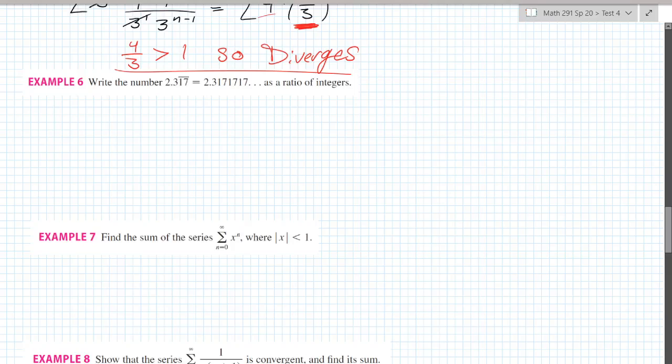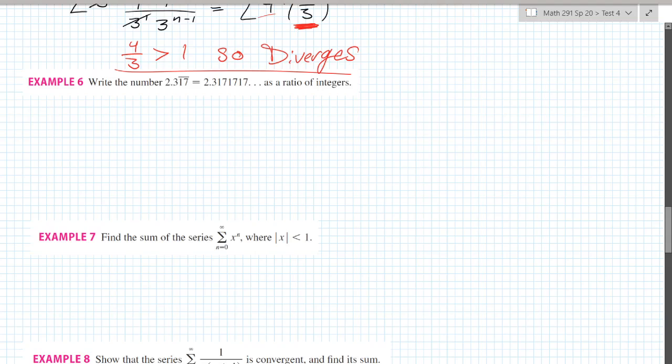We want to try to write the number 2.317 repeating as a ratio of integers. So a ratio of integers, that is, we want to write this as a fraction, and in order to do it, we want to think of this as a geometric series.